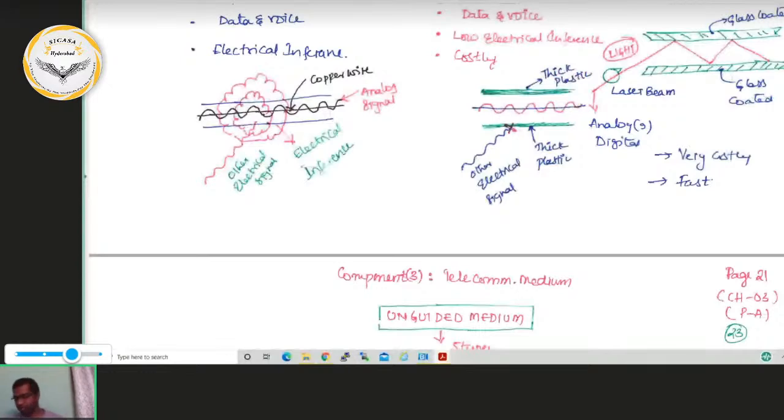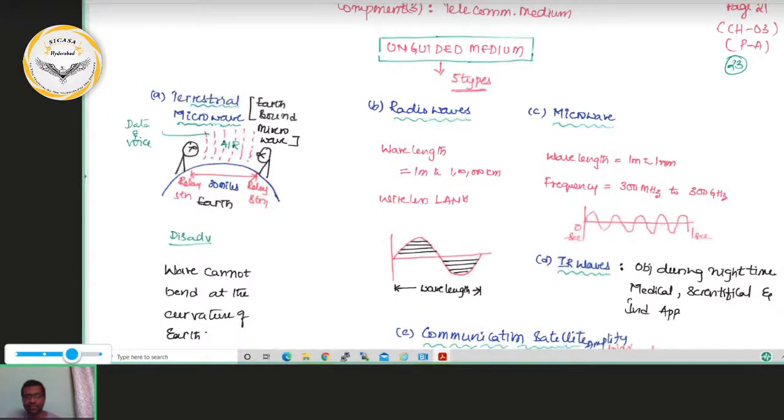Okay, so what do you mean by unguided medium? Unguided medium is nothing but where you will not have a physical wire for the purpose of transmission of data. So first one is called terrestrial microwave. This terrestrial microwave is also called earthbound microwave. Why is this particular terrestrial microwave also called earthbound microwave?